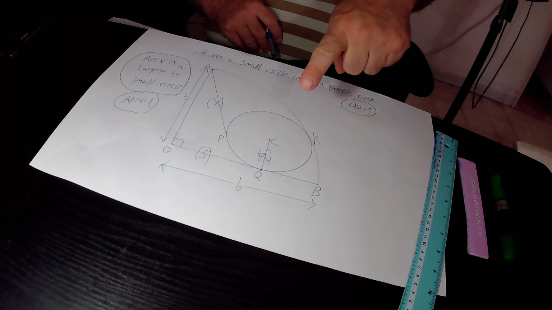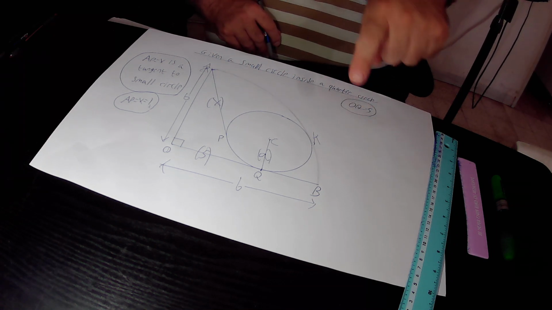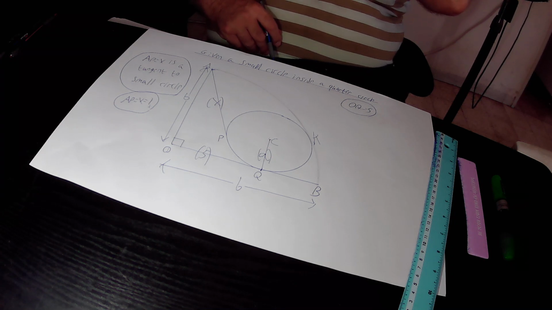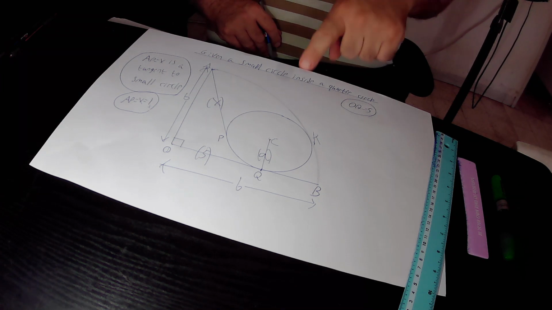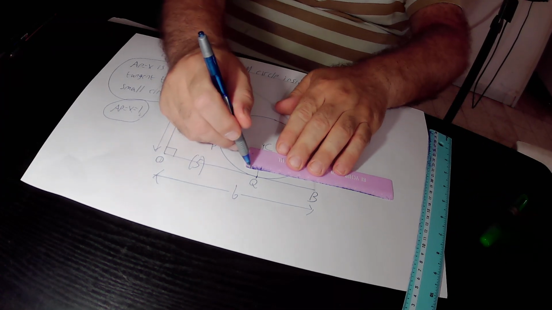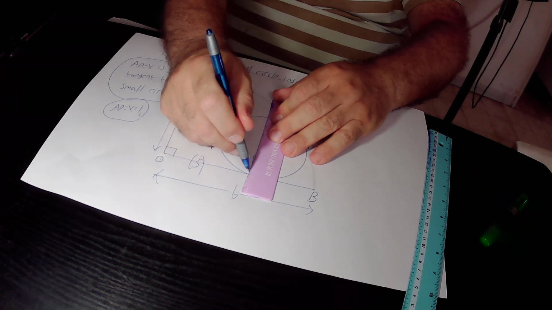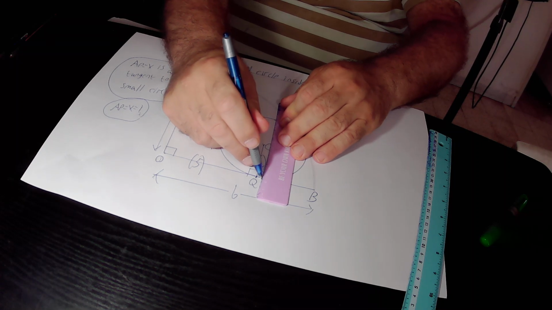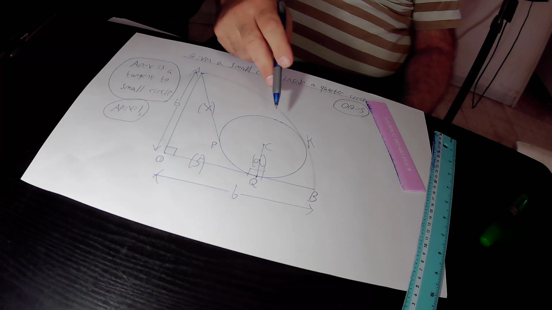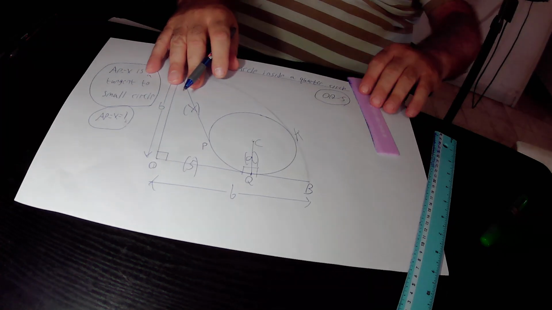Point Q is the point of tangency of tangent OB with this small circle. Therefore, according to rule 1, this angle equals 90 degrees and this angle also equals 90 degrees. In the next step, we'll join points P and C together by a straight line.